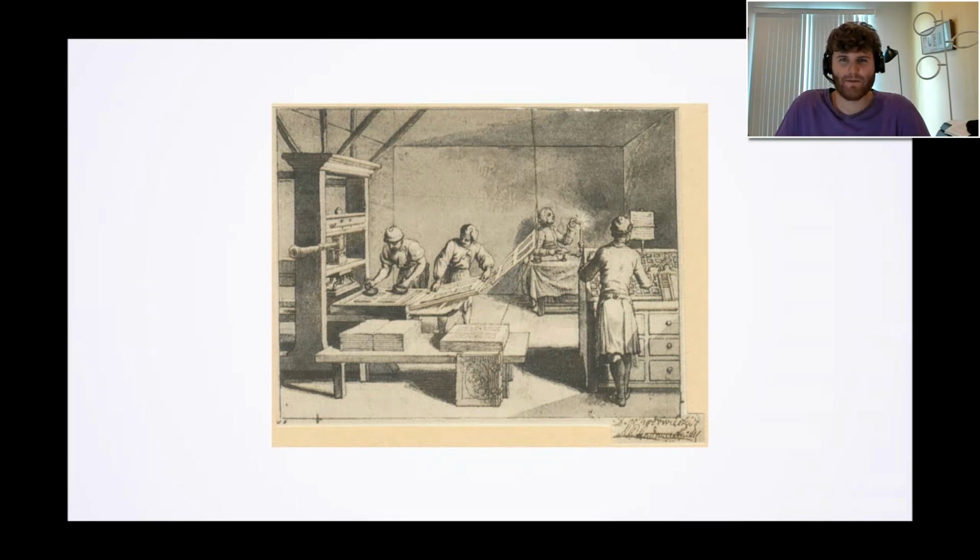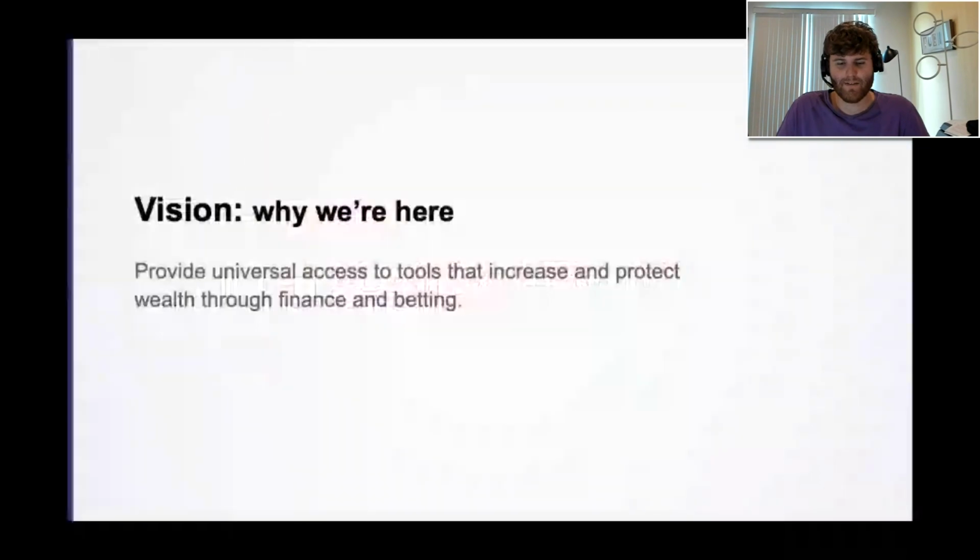That's sort of how financial markets work today. If you want to create a new financial market, it's a huge overhead, huge headache, and huge amount of work to actually do it. And so I view Ethereum as sort of like the printing press of finance. And if you think about financial markets, there's a lot of different things you can do with them. But one of the main things you can do is have synthetic markets, or markets that are essentially derivatives. So you're not trading the underlying asset, but you're basically betting on some aspect of the underlying asset. And that's the whole vision behind Augur, to provide universal access to tools that allow you to increase and protect wealth through finance and betting.